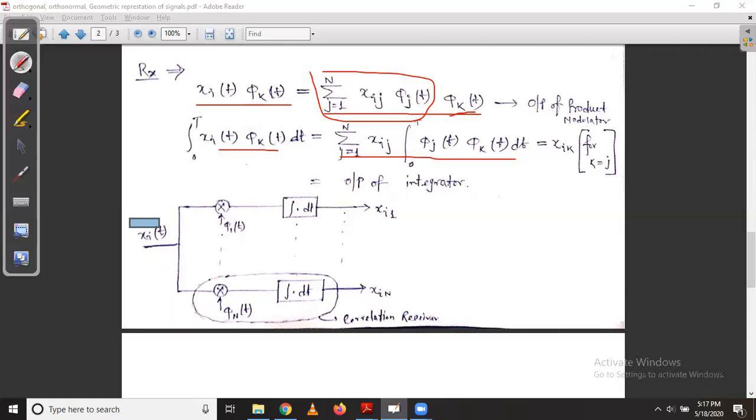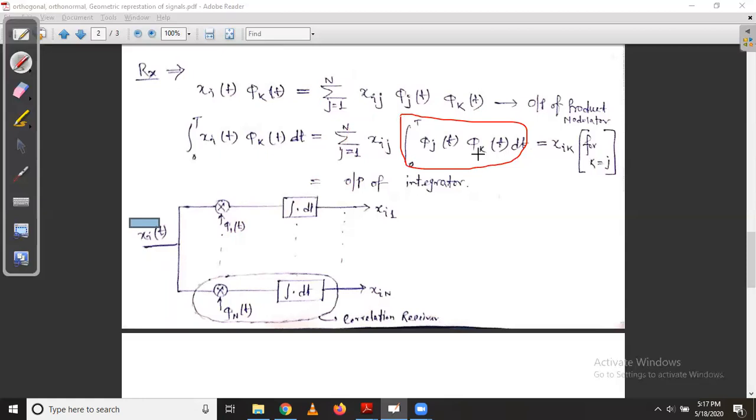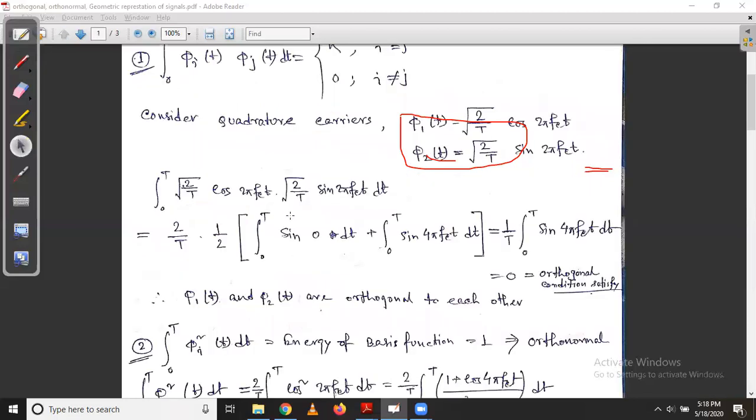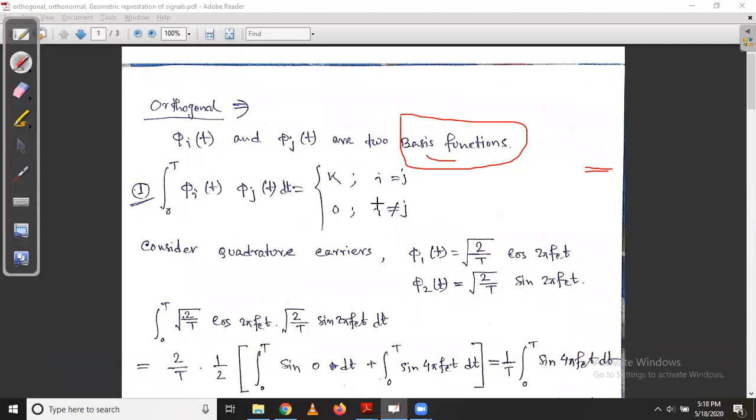Summation and x taking out of the integration, so we have only this part. This is nothing but will give you the orthogonal condition if k and j are both equal. Whenever both are equal, from the orthogonality condition, we will have the value 1. Whenever k equals j, from the definition of orthogonality, at that time we have some constant value of the integration.